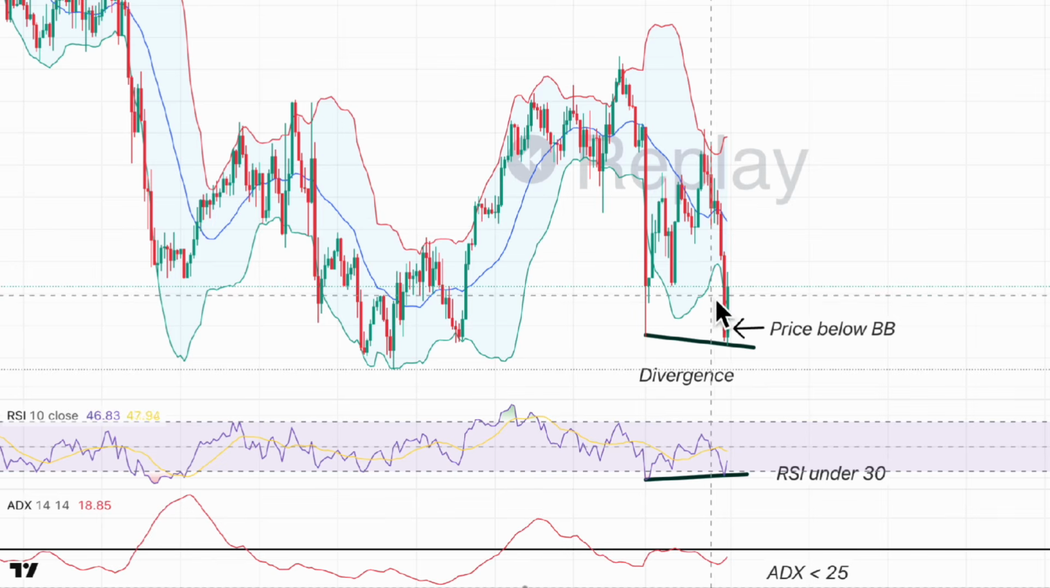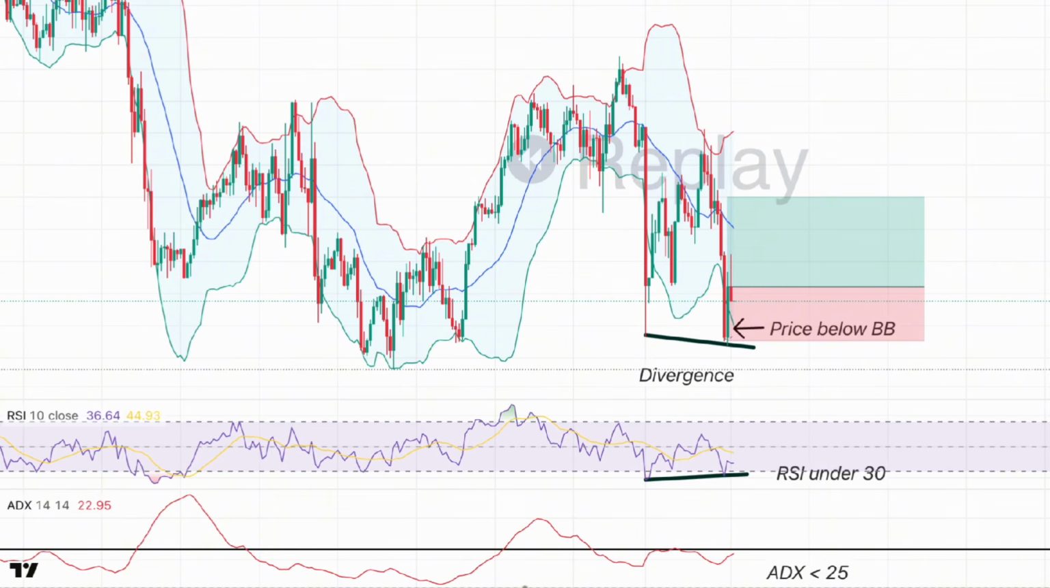At the next open, we buy. Our stop goes below the candle's low, and our target is the 20 SMA. A few candles later, we see that price grinds back to the 20 SMA. We take profit. This is a simple structured trade, but that divergence gave us the extra confidence.